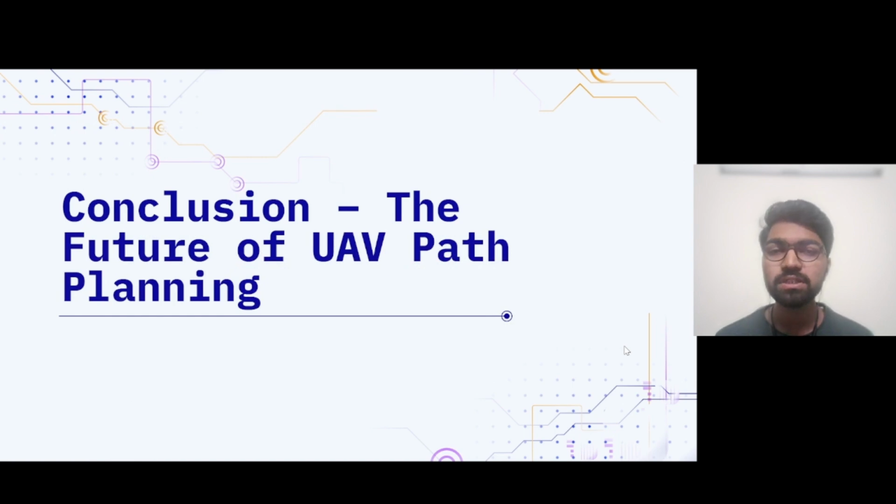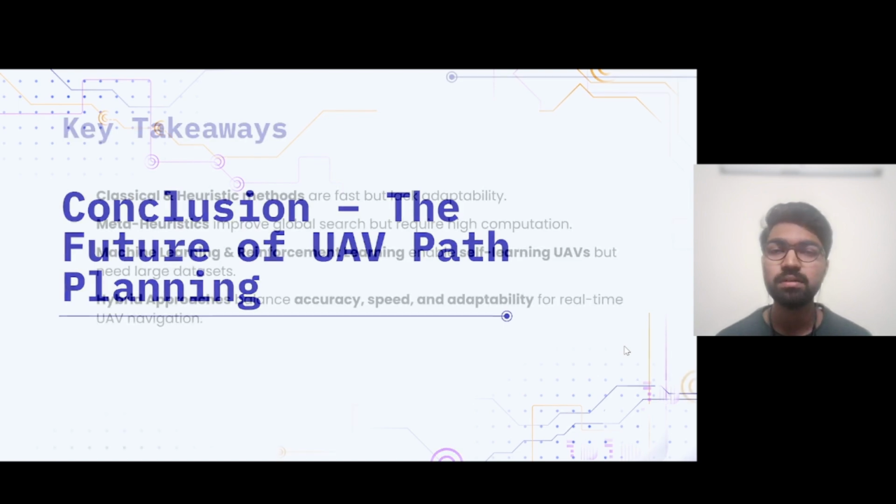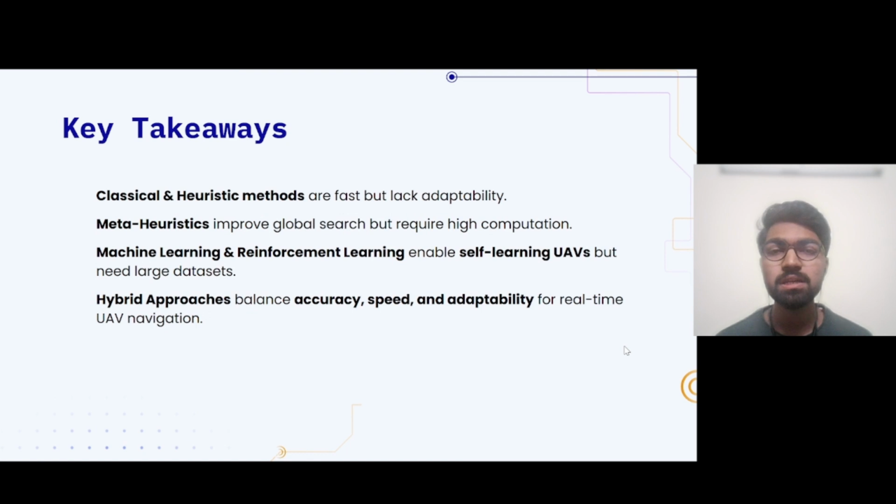So, after studying so many path planning approaches, we can say no single model is the best all-rounder. Traditional path planning methods like classical and heuristic approaches are fast but struggle with adaptability. Meta-heuristic methods enhance global search but come at high computational cost. Machine learning and reinforcement learning introduce self-learning capabilities, making UAVs more autonomous, but they demand large datasets for training.